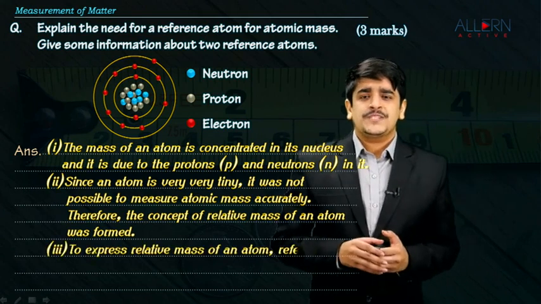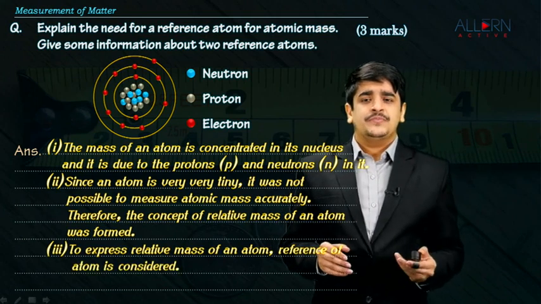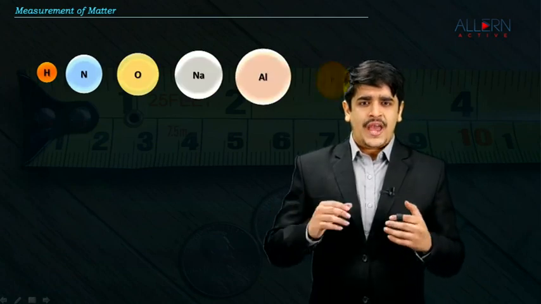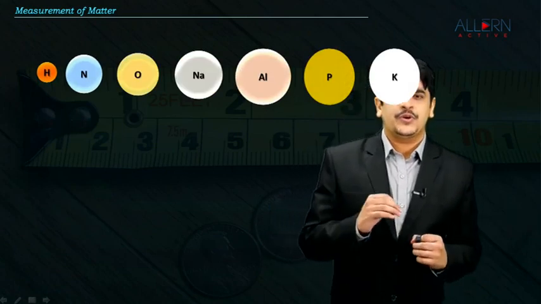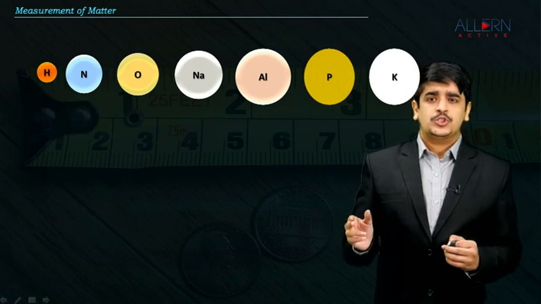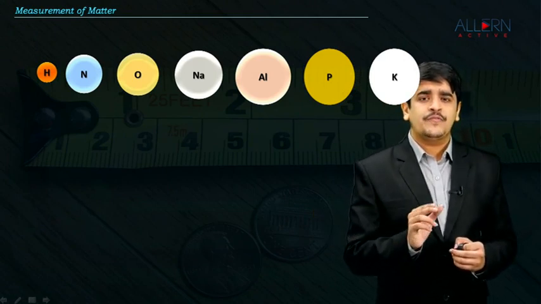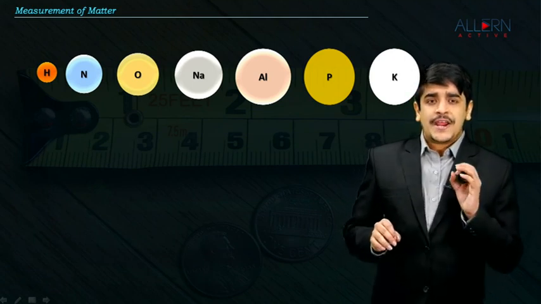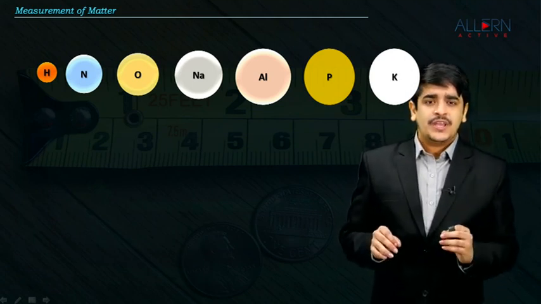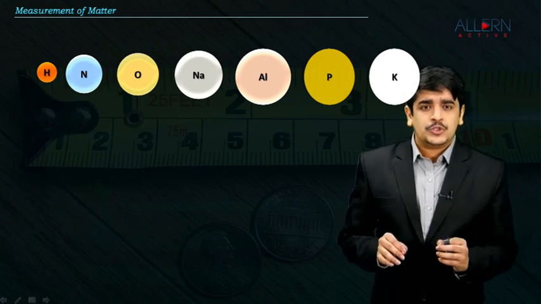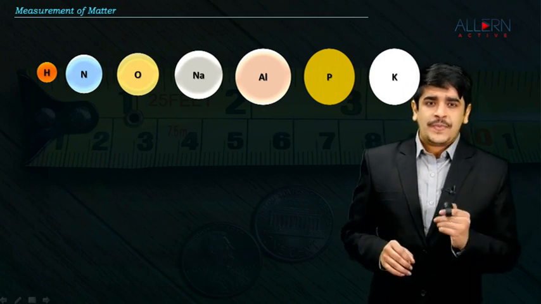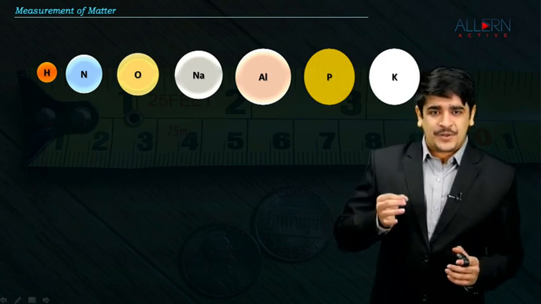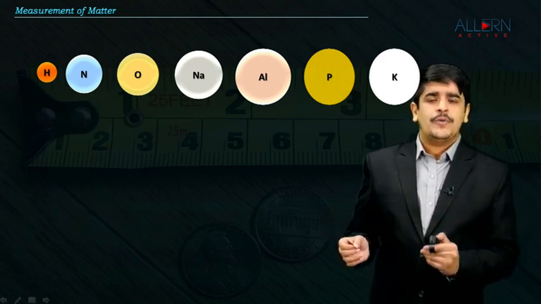Now, to explain relative mass of an atom, the reference atom which is considered is going to be hydrogen. We have a definite number of atoms over here. So we have hydrogen, nitrogen, oxygen, sodium, aluminium, phosphorus, potassium. The basic thing that you will be able to see over here is that the hydrogen atom is the smallest. Its mass is very close to 1 Dalton. So in that particular case, every other atom should be compared to the smallest atom possible, which is hydrogen. Now how am I going to do that?